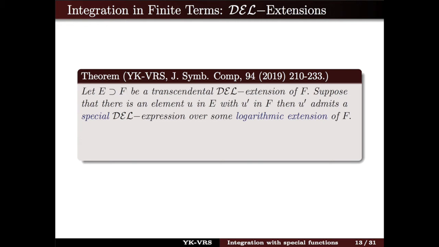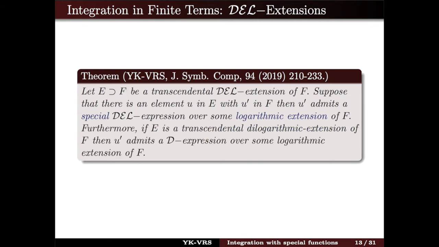But it is not over f at this point, it is over a logarithmic extension of f. So when it is simply the dilogarithmic extension, that is, you don't have error function and logarithmic integral, then u prime admits a d expression, because both the constants are 0, so you actually get the special, what is called the d expression.